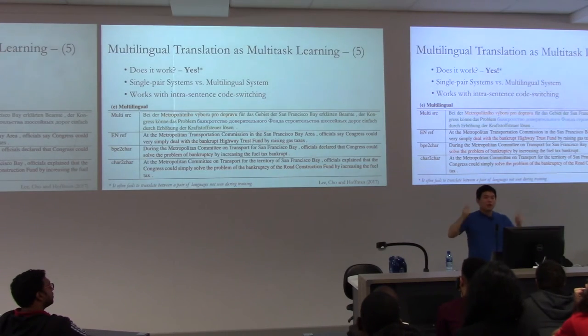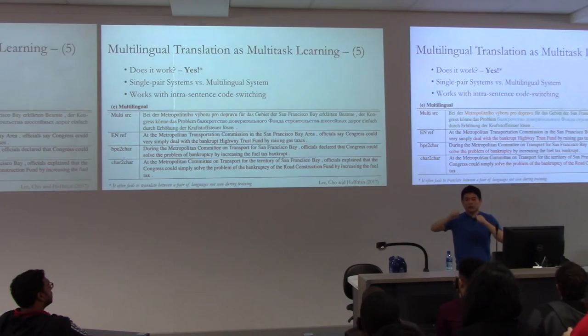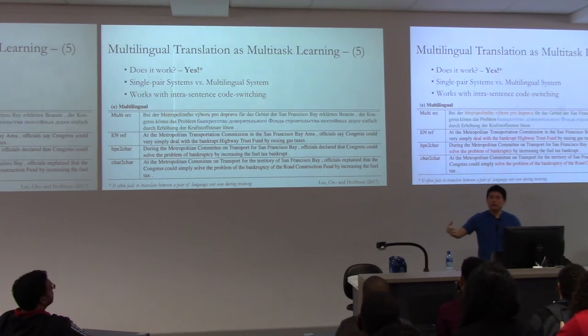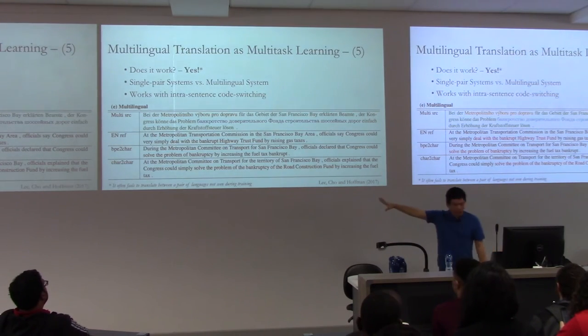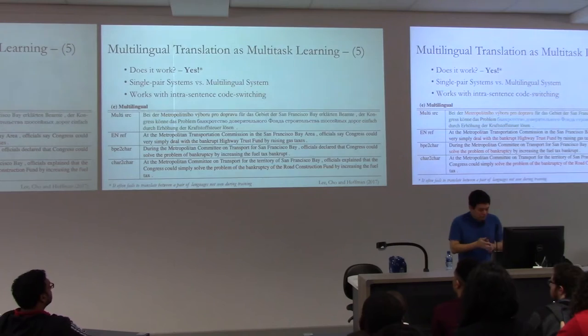So it can actually automatically detect the language and then put it into a shared space, so that from the decoder's point of view, it doesn't really matter how the source sentence was represented initially, right? So the decoder is going to just do the translation as it is. There are some caveats, obviously, that I'm going to talk about soon.